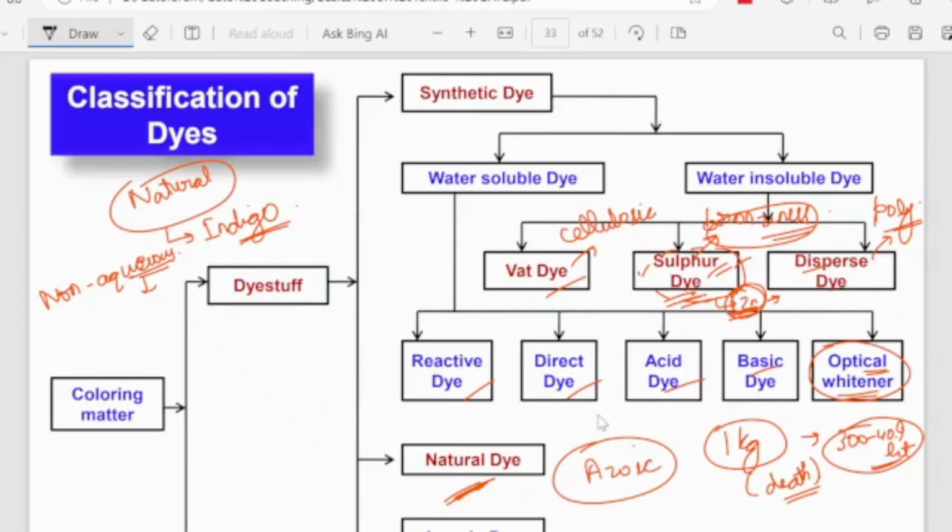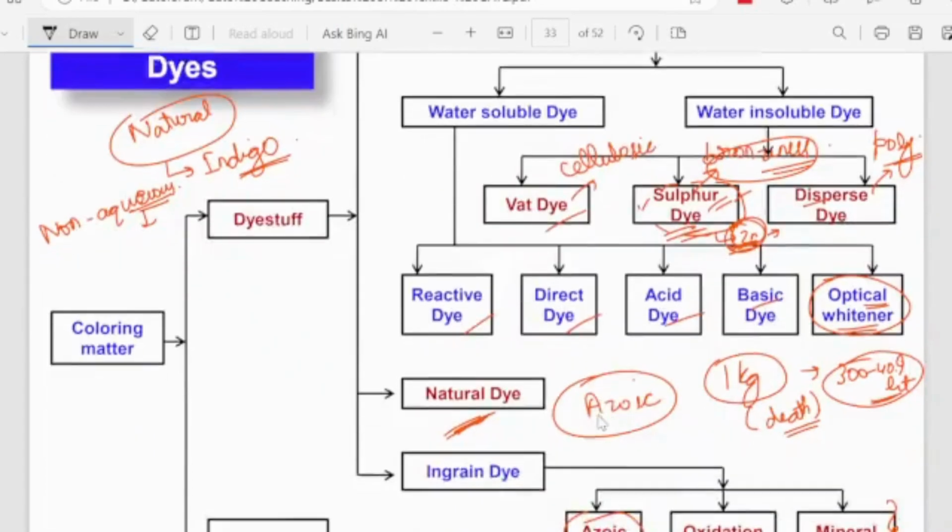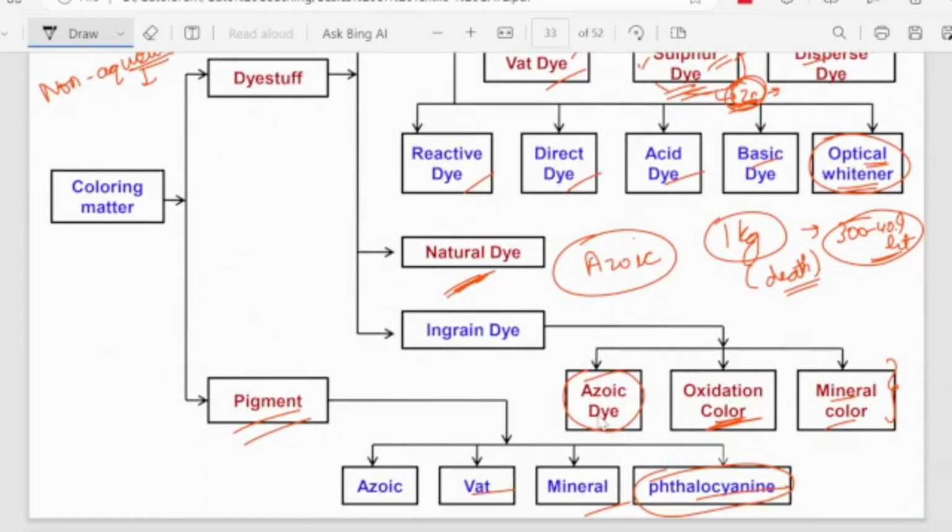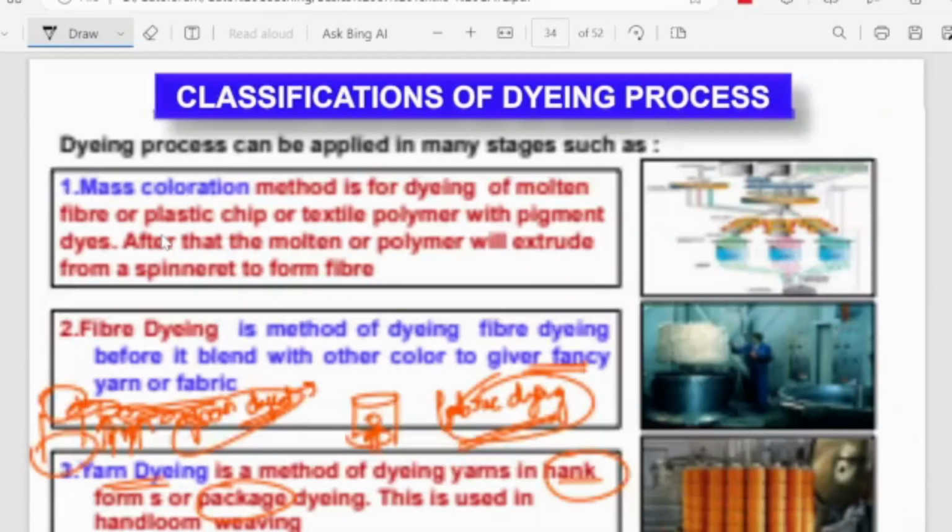The insoluble form of the vat dye is converted into the leuco form of the vat dye, then it is made soluble, and after use it is made insoluble again. One is dye, the other is pigments. Pigments do not have affinity for the fiber, whereas dyes have affinity for the fiber. The meaning is that the dye will absorb onto the fibers, or it will have attraction towards the fiber, whereas pigments don't have any attraction towards the fiber.